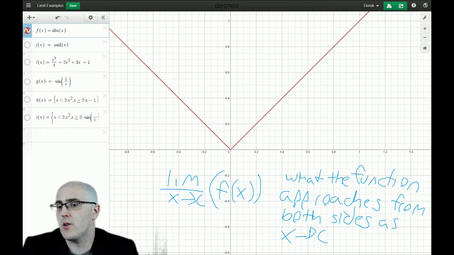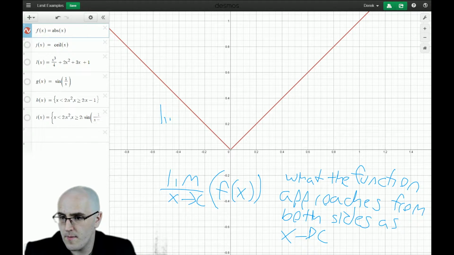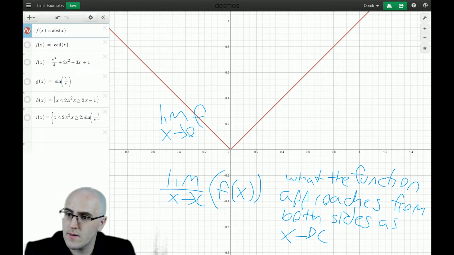So in this particular case, the limit as x approaches c of f of x, which is our absolute value function, is 0. At least if c is equal to 0. So if we write this, what's the limit as x approaches 0 of f of x? That is equal to 0.